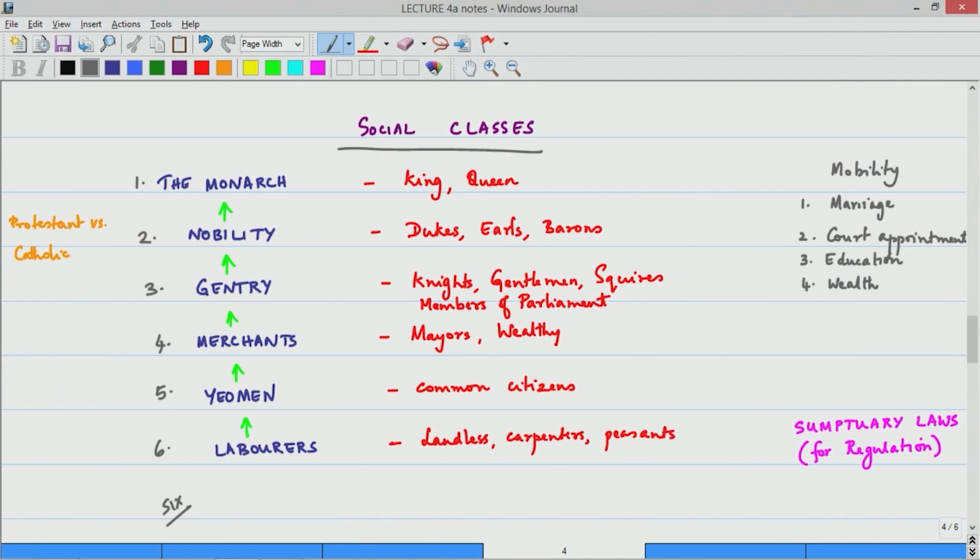why. And at the top, as the monarch, obviously we had the king or the queen, and the nobility included dukes, earls and barons. There were 2 ways in which one could attain the noble status. One was through birth and the other one was through court appointments.